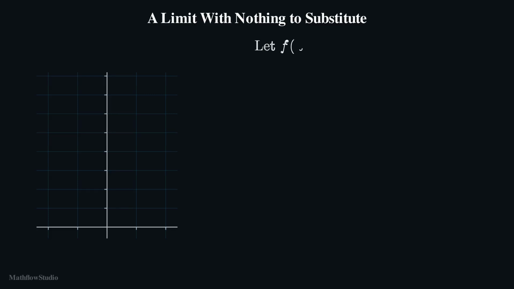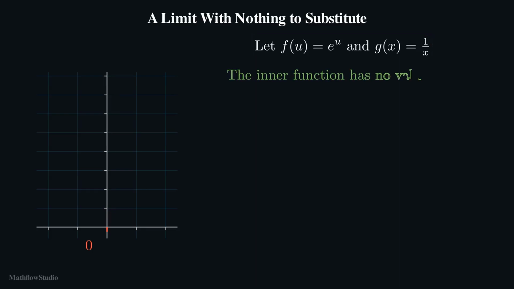A composition can also fail because the inner function has no limit at the point. Take the outer function to be the natural exponential once more, and the inner function to be the reciprocal of the input. The reciprocal of the input has no value at 0, and it settles on nothing as 0 is approached. The composed curve, therefore, has two very different sides.